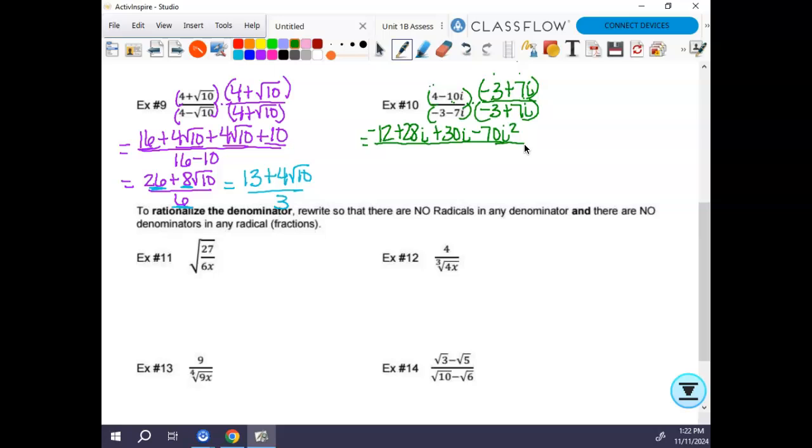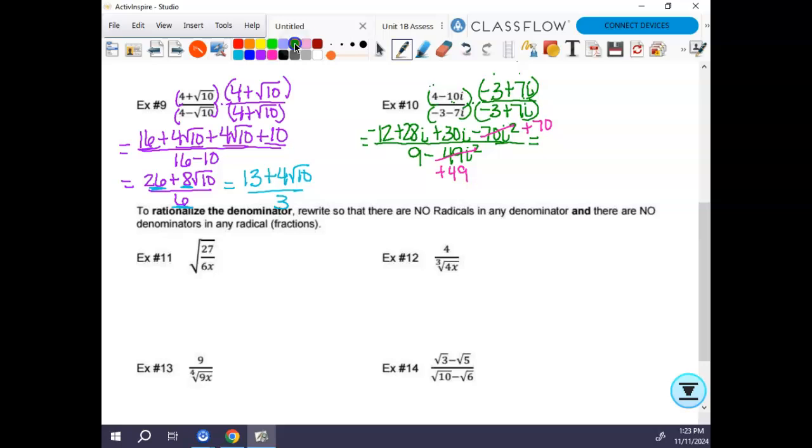Then i squared this. This is a positive 9 minus 49i squared. Do we all agree at this point? So we decided that i squared is negative 1. So this actually becomes a plus 70, right? And this becomes a plus 49. Does everybody understand where those came from?